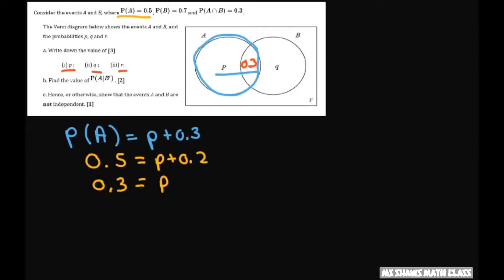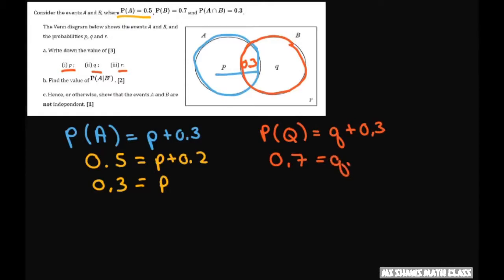All right, now for Q, we're going to do the same thing. Probability of B equals Q plus 0.3, and we're also given probability of B. So this whole thing is B, and that is 0.7. So that means Q has to be 0.4.